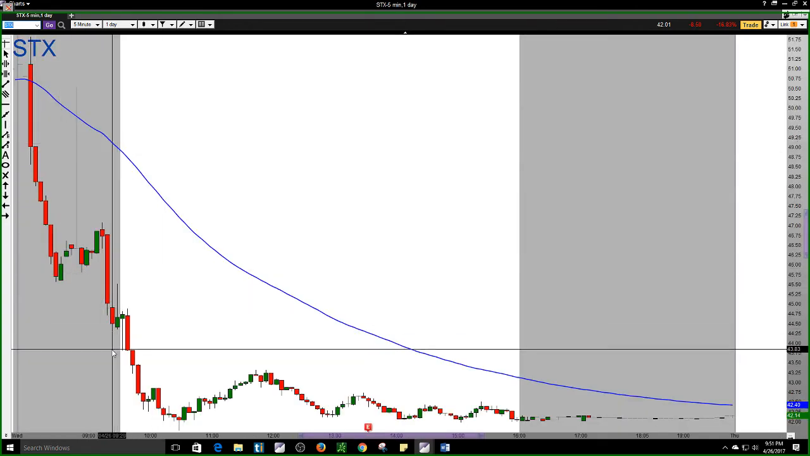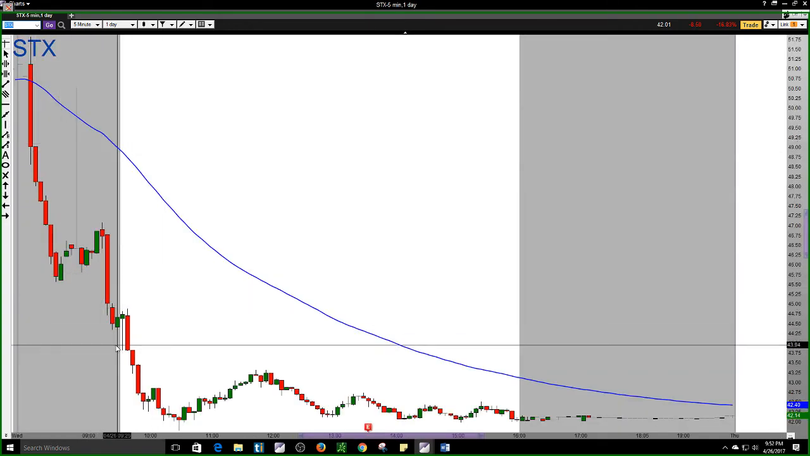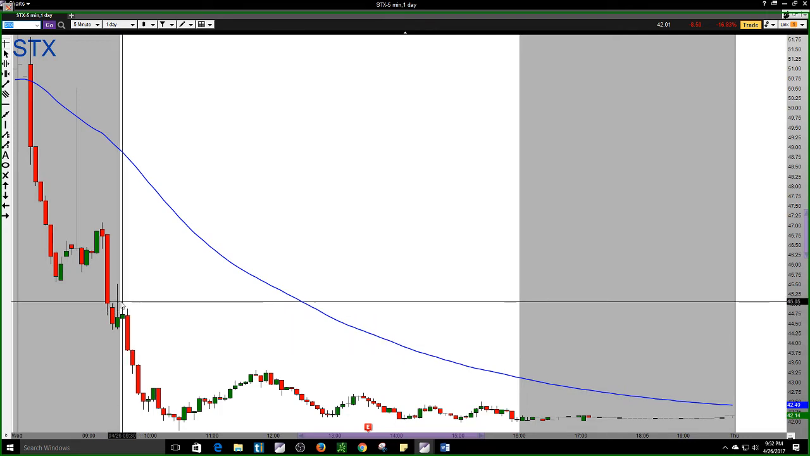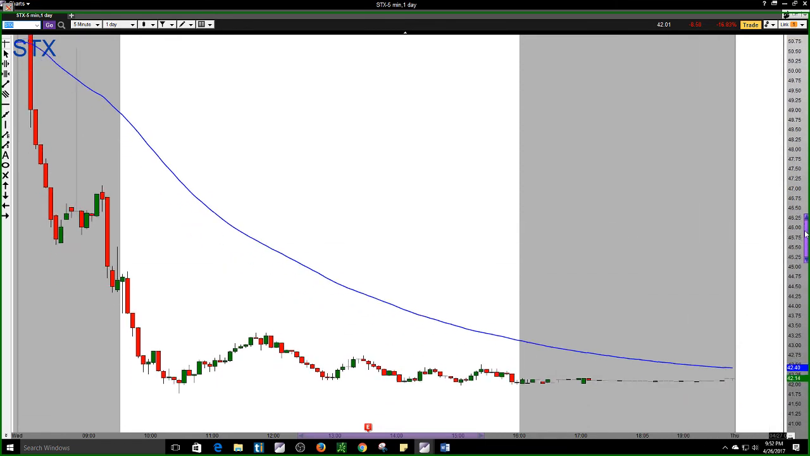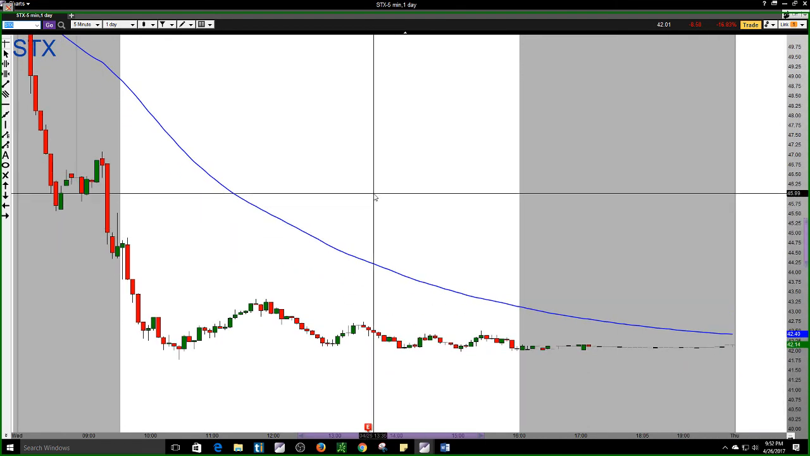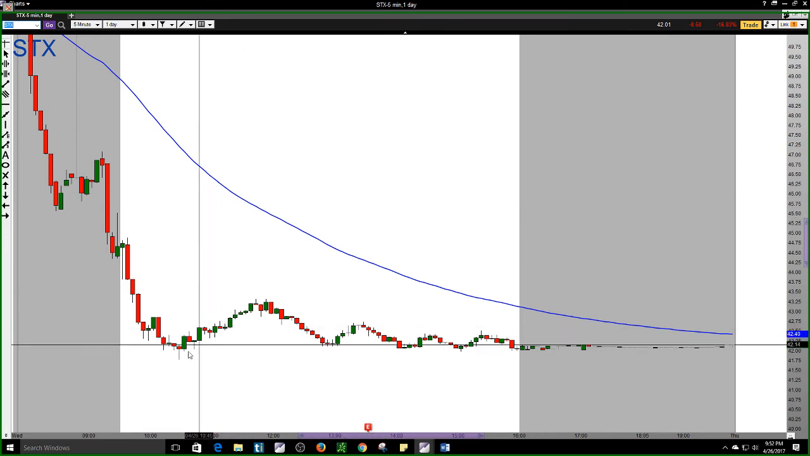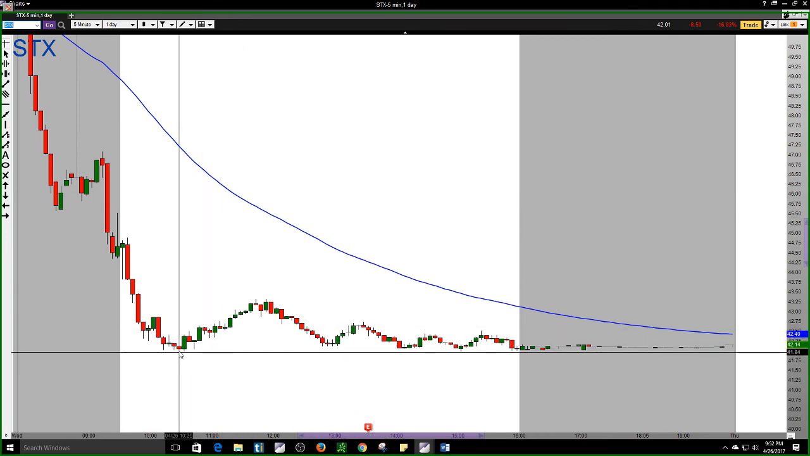Okay, that was a nice bounce right at 44. I actually caught a nice bottom at 44, and I made 50 cents on the first 5-minute candle, and it bounced. And then since I'm on this chart, I'll show you again. I did another bounce on STX at $41.85, which was actually right here.